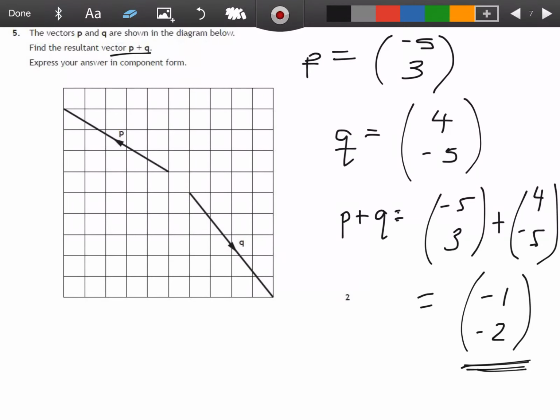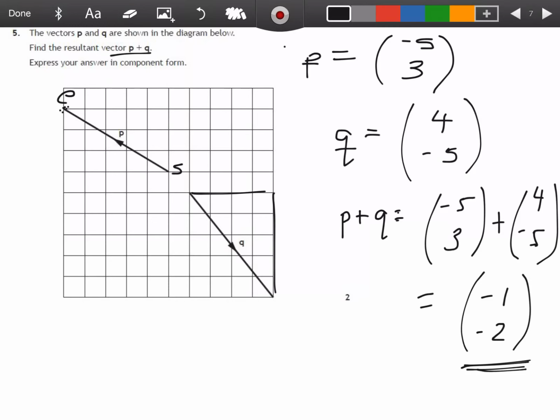Okay. Here's another way you could have done this question. The reason I'm going to show you this way is because a few years ago they asked you to draw the resultant vector, not just work out the components, they actually asked you to draw it. This is the start of p, this is the end of p. So p plus q means at the end of p, draw q. So here's the end of p. I'm now going to draw q. Q starts by going along 4, down 5, was it? Yeah, along 4 down 5.